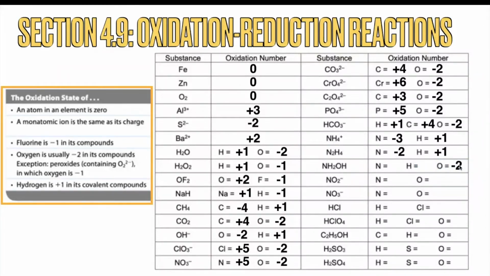Okay, oxygen again has to have a -2. Hydrogen has to have a +1 because it's, again, another covalent looking compound here. We don't see any metals. So that means that nitrogen would have to be a -1 in order to get this to work out.